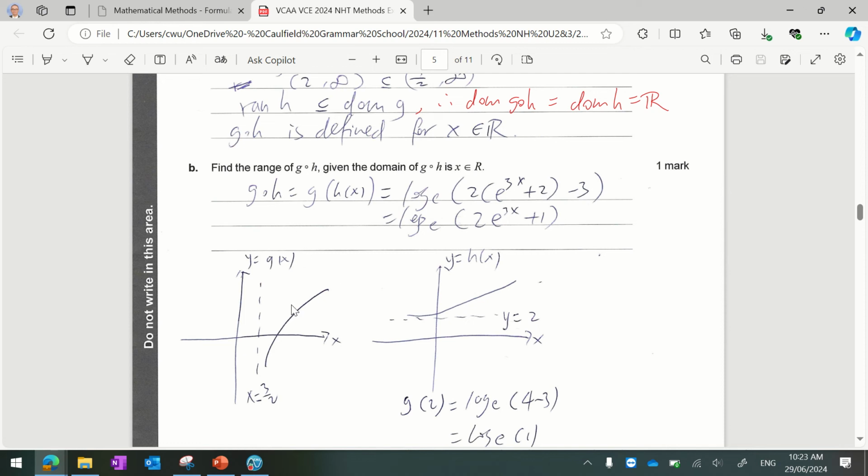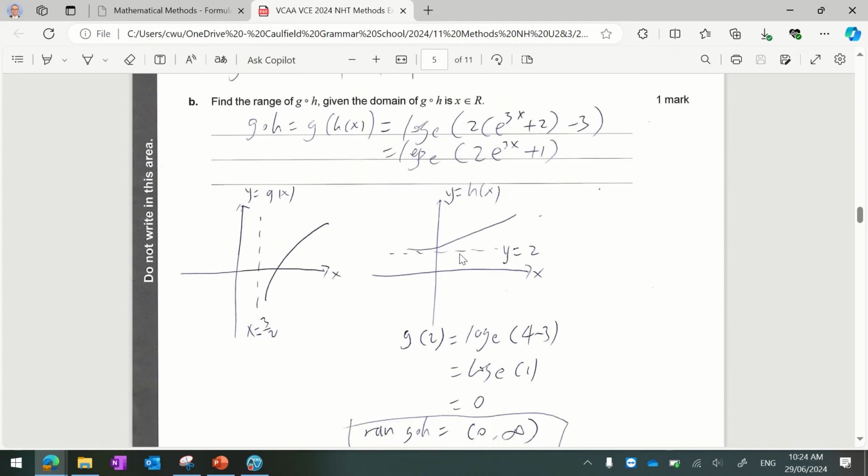So what I did was I drew G just by itself, and then I drew H just by itself, and then I'm substituting H into G, right? So I'm looking at all the Y values of H. The smallest Y value of H is 2. So if I sub 2, well, I need to rephrase. H never gets to Y value 2. H gets infinitely close to 2 as its smallest value.